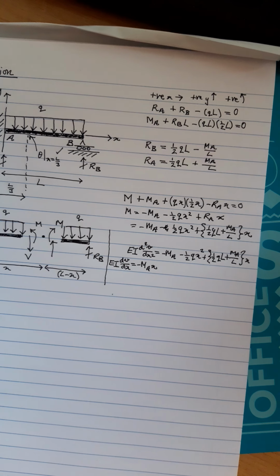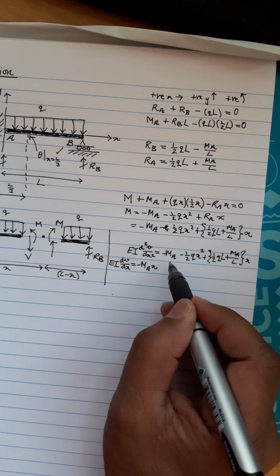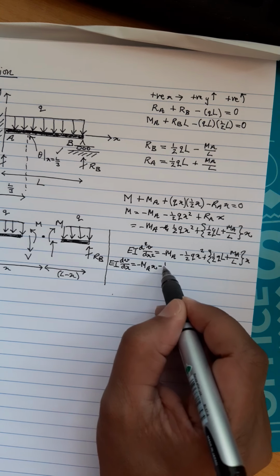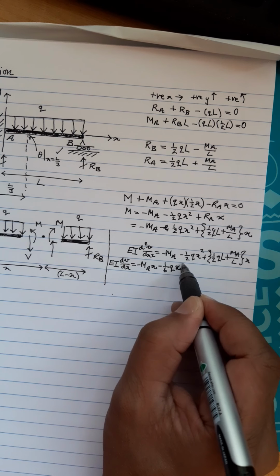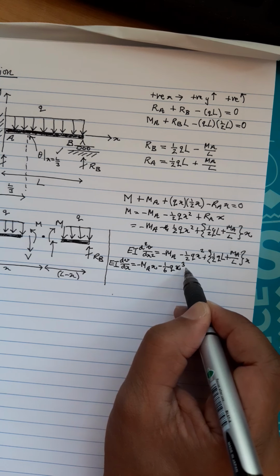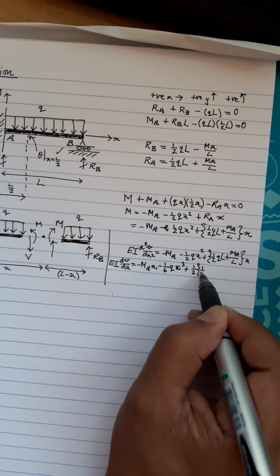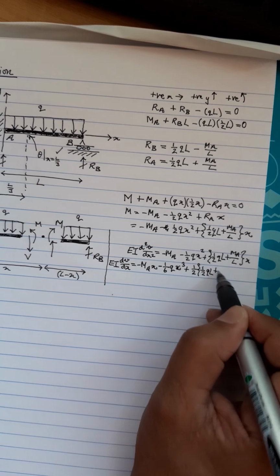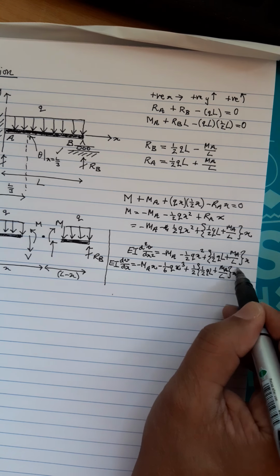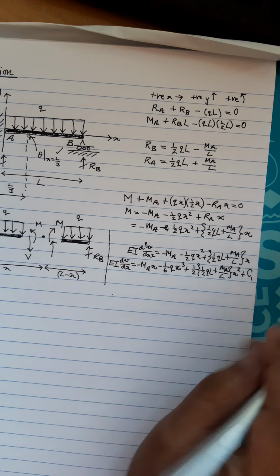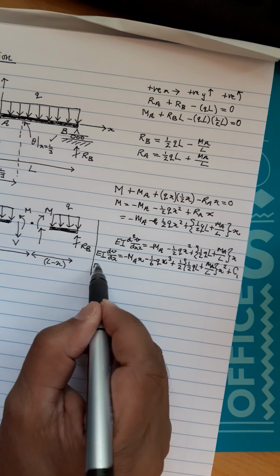Okay, carrying on. So C1 is a constant, integrate it a second time.